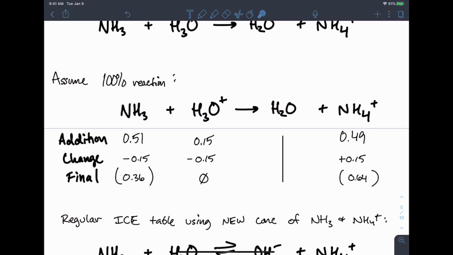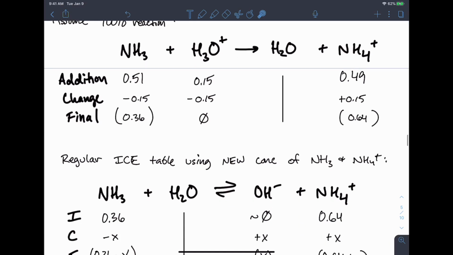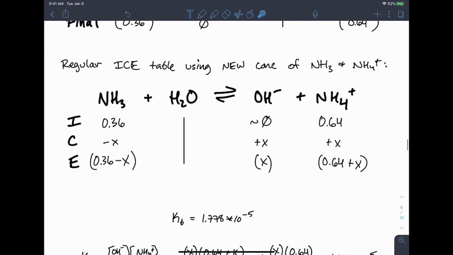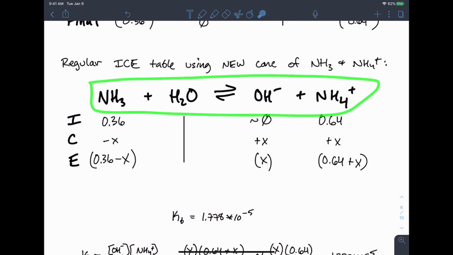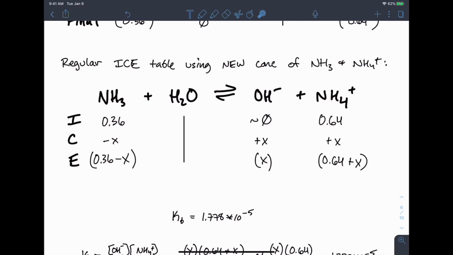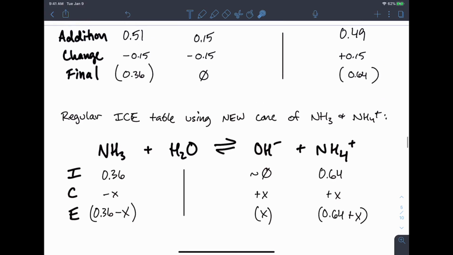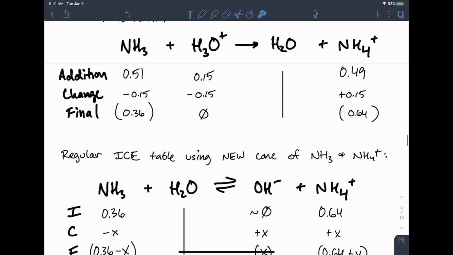So this final line is going to give us our initial concentrations for when we set up our regular ICE table. So now what we do is we're going to carry these numbers through and set up a normal ICE table with our original reaction here. So we have the ammonia, water, hydroxide ion, and ammonium. And then we're going to plug in those new concentrations after we factor in the reaction with the acid.